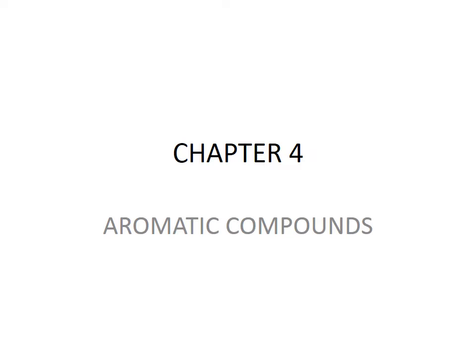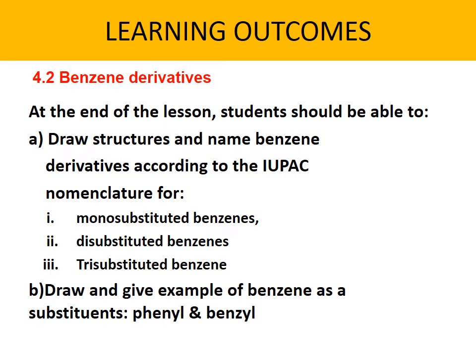Today we are going to discuss Chapter 4, Aromatic Compounds. So the learning objective for today will be 4.2, Benzene Derivatives. At the end of the session, you should be able to draw and name the benzene derivatives based on the IUPAC nomenclature for the monosubstituted benzene, disubstituted benzene, and also trisubstituted benzene. And we will also draw and give examples of the benzene when it appears as a substituent, which we will name as phenyl or benzyl.